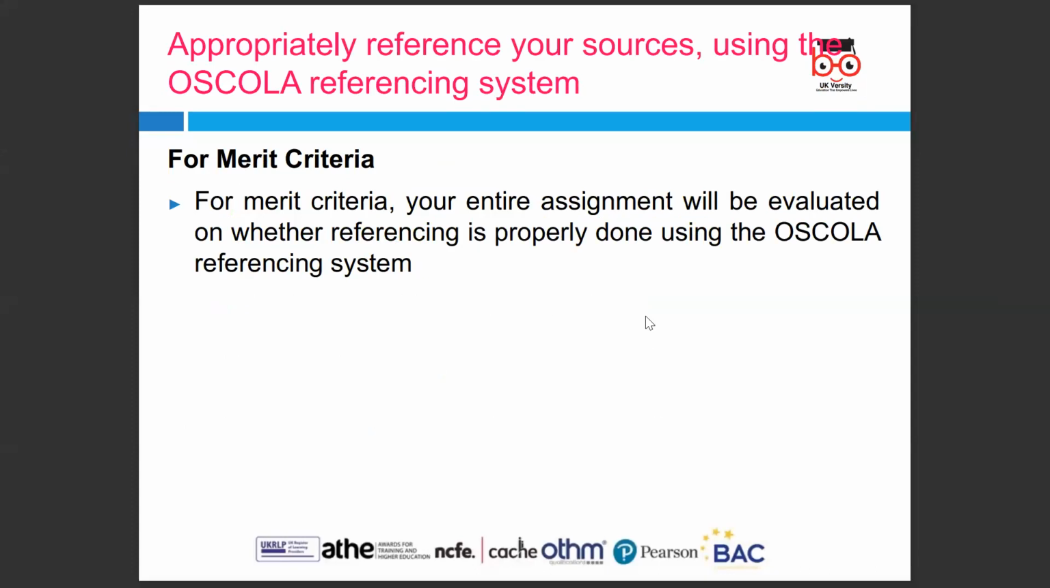Appropriately reference your sources using the scholar referencing system. And this is for a merit criteria. So this is if you want to gain a merit criteria. Your entire assignment will be evaluated on whether referencing is properly done using the scholar referencing system. So to gain the merit criteria, you need to be using the scholar referencing system, which was identified in Learning Outcome 3 and which looked at what scholar referencing actually meant and how it needs to be done. And it's the Oxford University Standard for Citation of Legal Authorities and what you need to do when you are referencing. So this must be done throughout your assignment to show that you have completed the merit criteria.